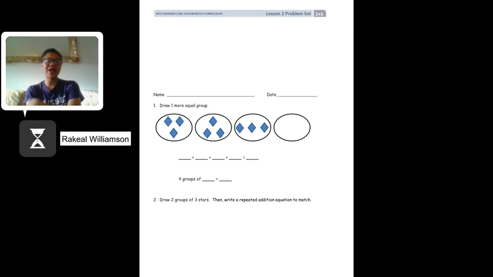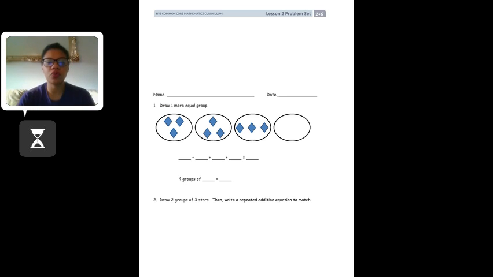All right, boys and girls, now it's time to do our exit ticket. Let's see how well you learned the material today. So number 1 tells us we're going to draw one more equal group to what we already have down here below.